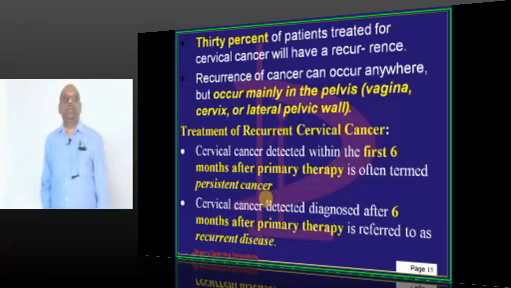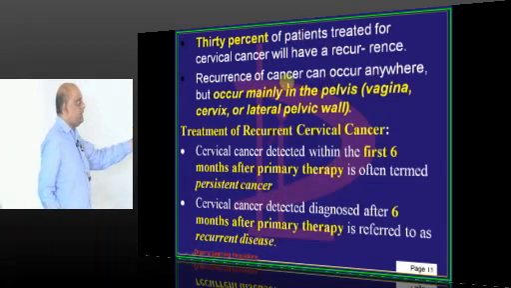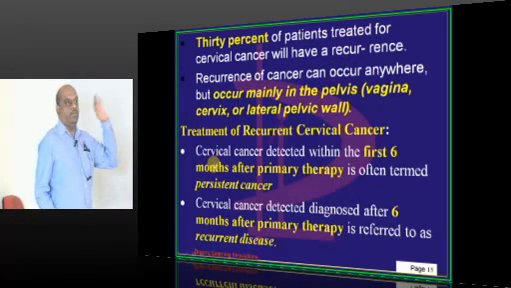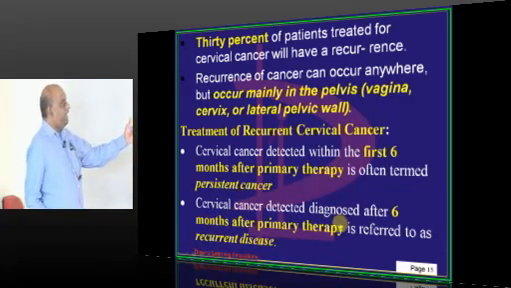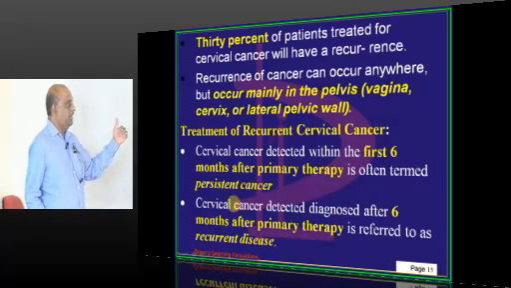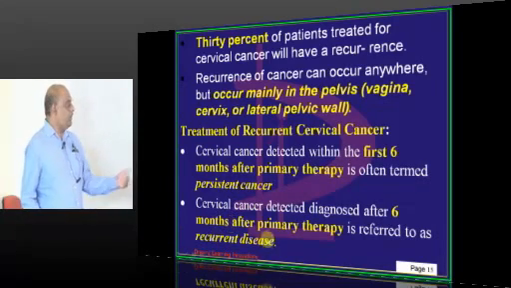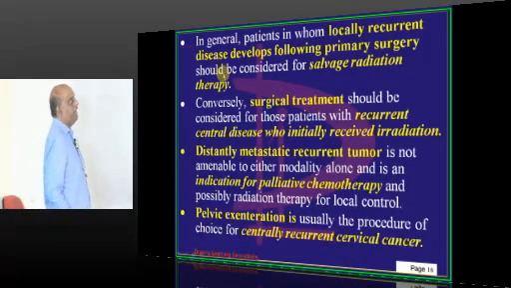So what is the treatment protocol? If the recurrence occurs within 6 months after the primary therapy, then you call it persistent cancer, and if it is occurring after 6 months, then you call it a recurrent disease. So those are the two important definitions.